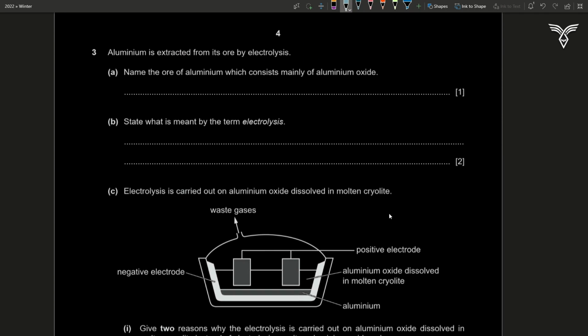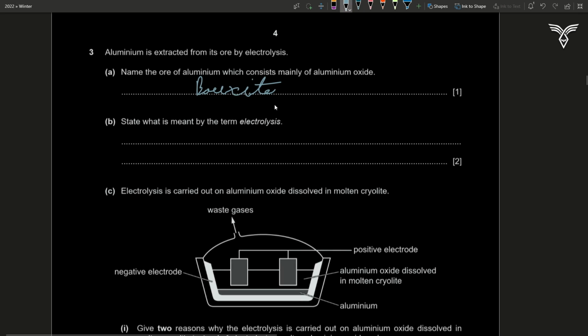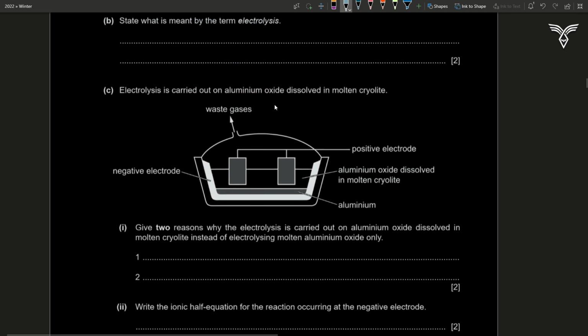Question 3. Aluminum is extracted from its ore by electrolysis. Name the ore of aluminum which mainly consists of aluminum oxide. Of course our answer is bauxite, because that is the ore that consists mostly of aluminum oxide.